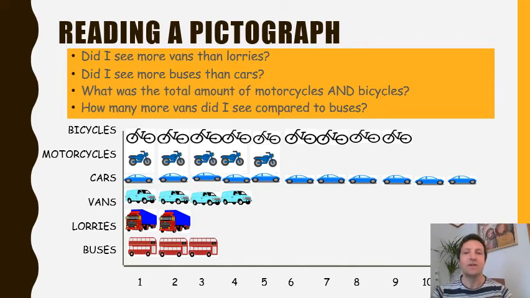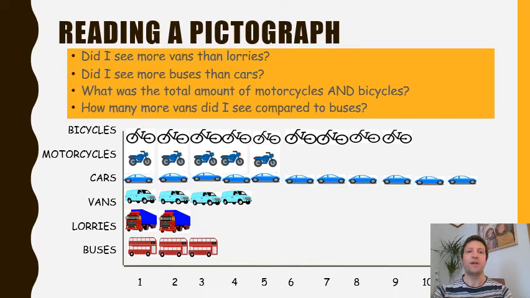The next question is, what was the total amount of motorcycles and bicycles? How many motorcycles and bicycles passed my house? What you need to do there is you need to add up the bicycles and the motorcycles together.